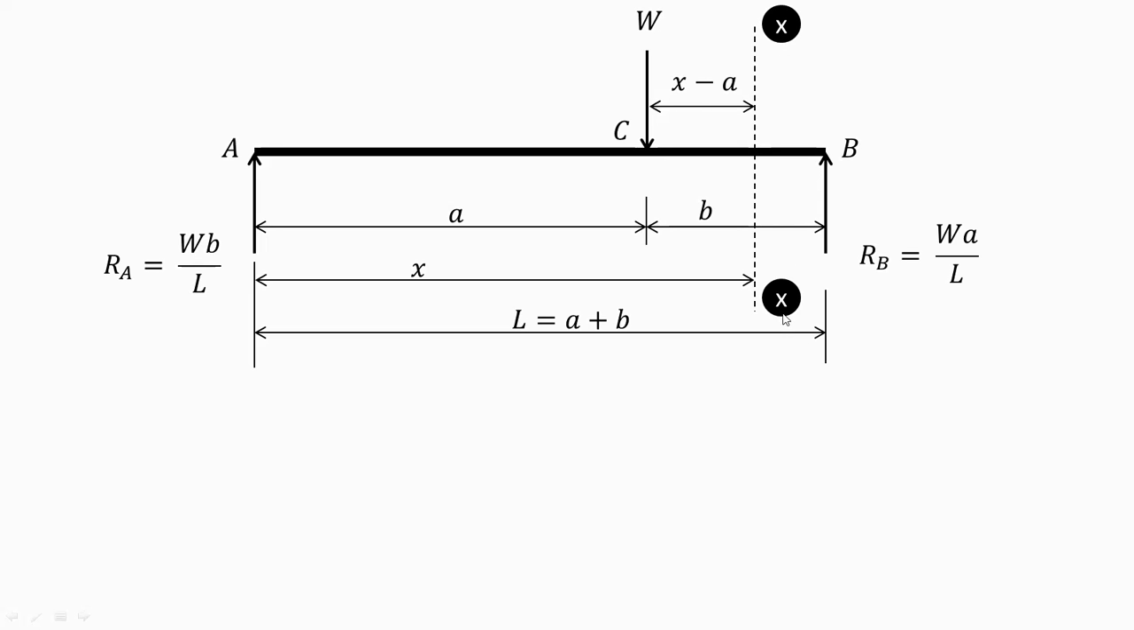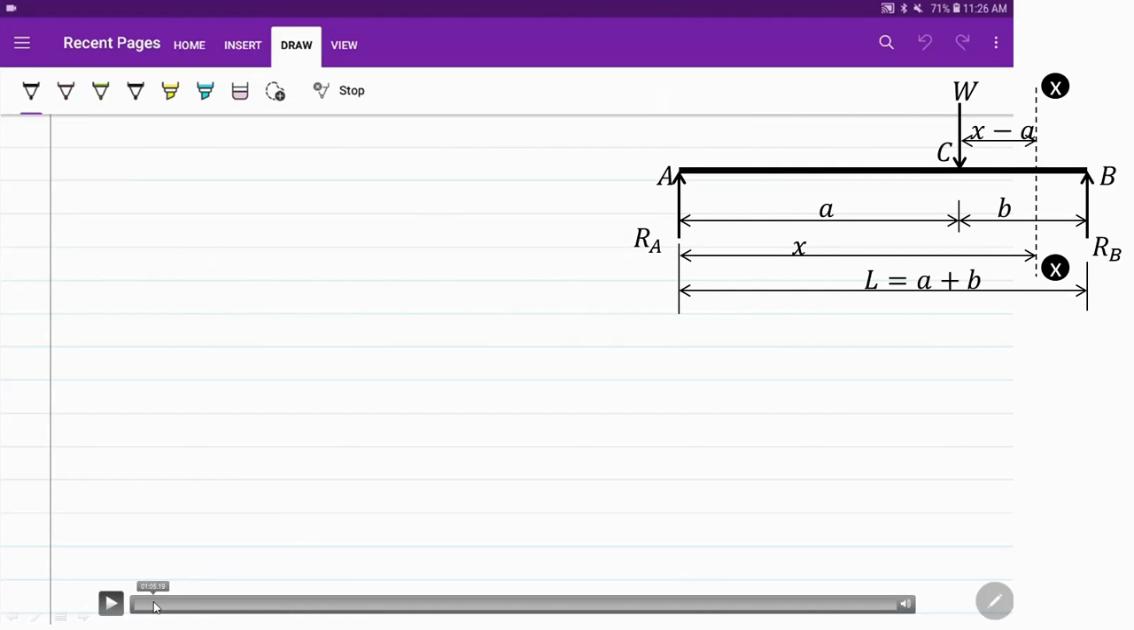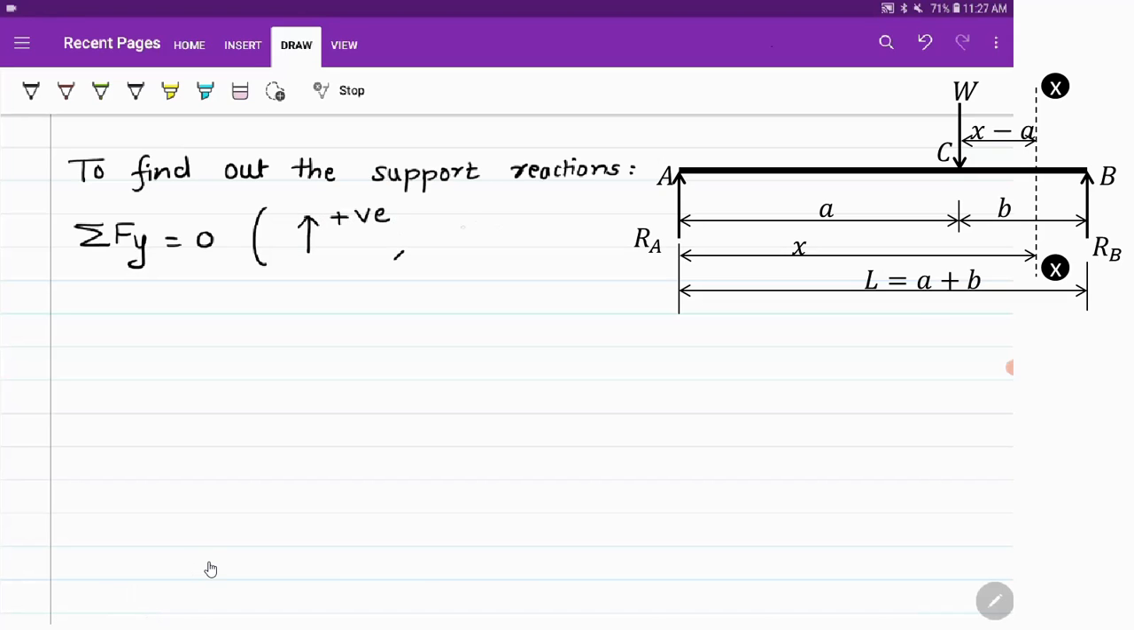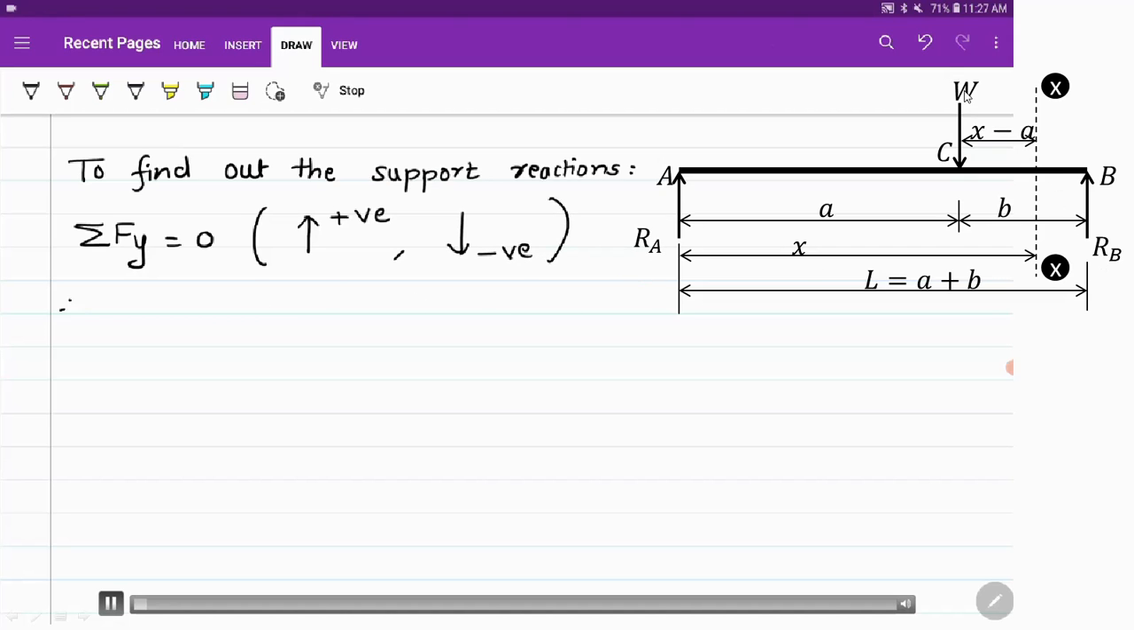The first step is always to find out the support reactions or beam reactions RA and RB. So here already we have written those reactions, but let us see how to find out those reactions. So apply the conditions of equilibrium over here. The first condition of equilibrium is summation of Fy is equal to 0. Consider upward forces positive and downward forces negative. So RA and RB are acting in the upward direction, so they are positive, whereas W is acting in the downward direction, so it is negative.